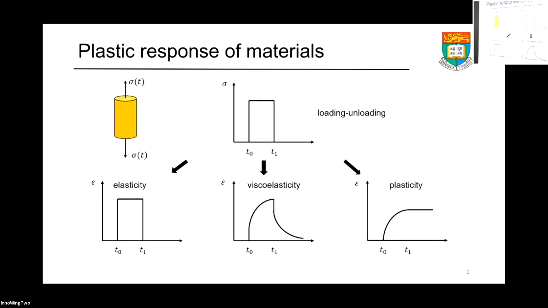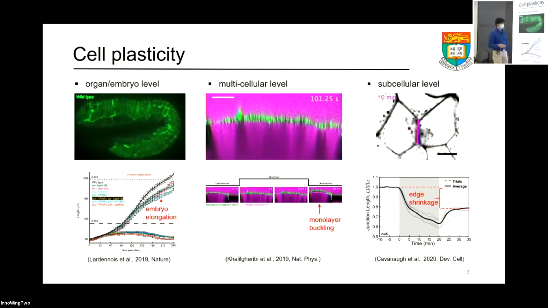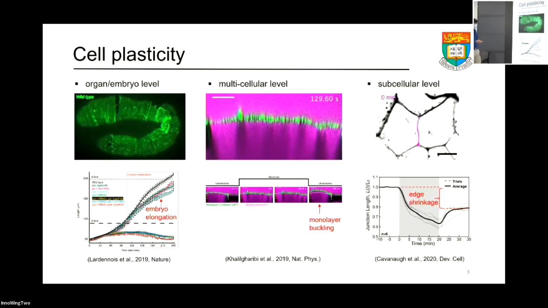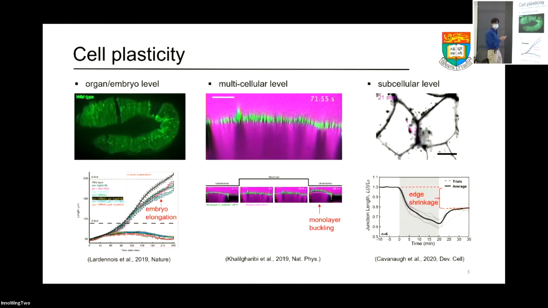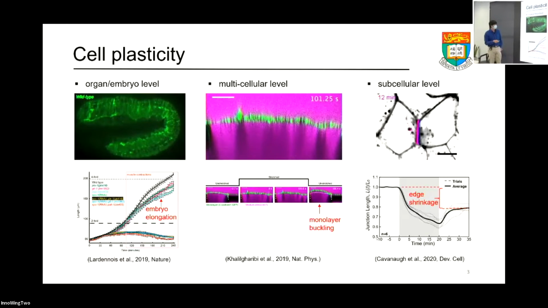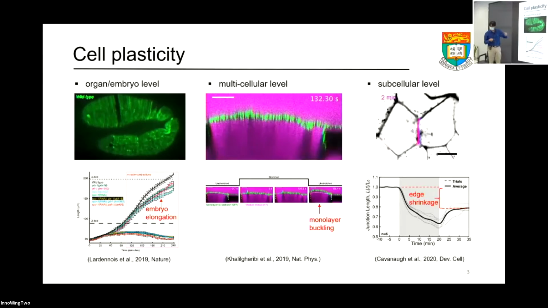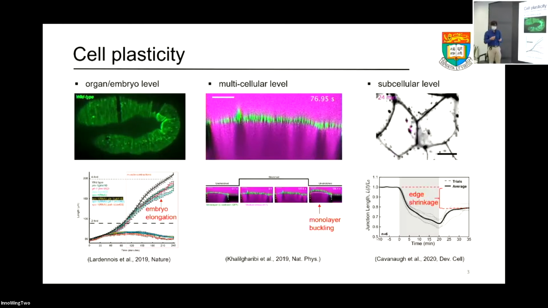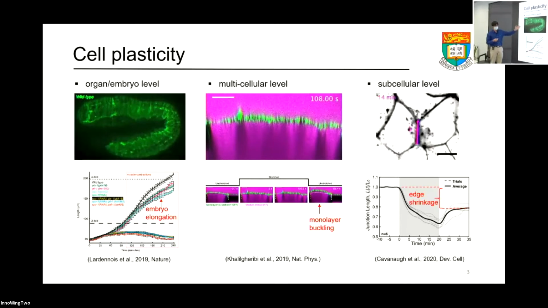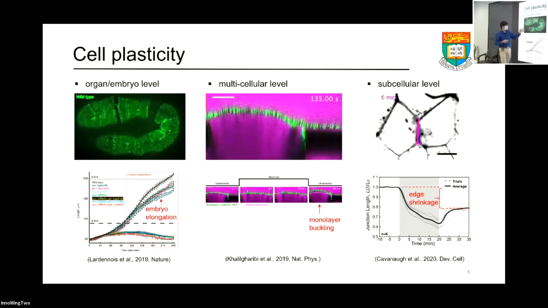Now you may want to ask what this has to do with real biological systems. Actually, there are ample examples of plastic deformation in biological systems, all the way from the organ level. For example, during the development of our embryo, the morphogenesis is huge, and all those deformations are irreversible in a sense, as I will discuss in more detail later.